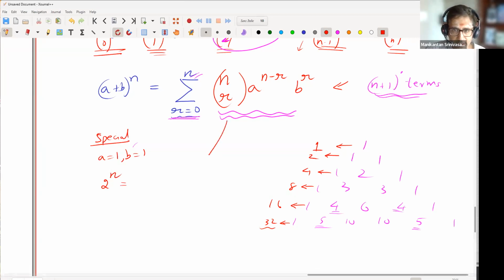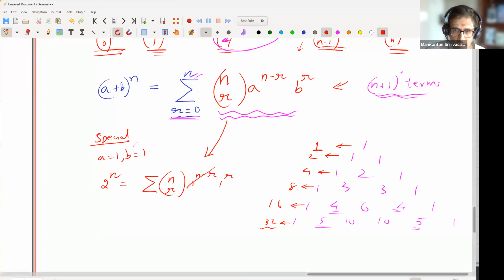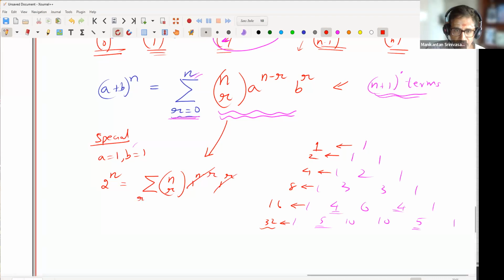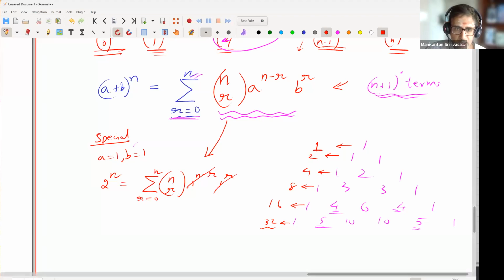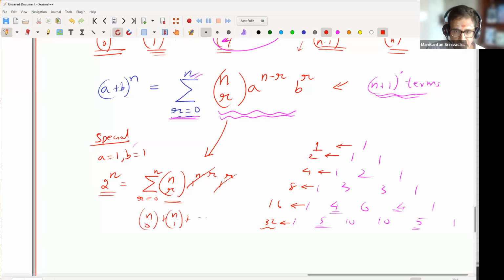And the right hand side becomes the sum where each term is just n choose r, 1 power n minus r, and 1 power r. So this is all 1, 1, 1. In other words, the sum of the binomial coefficients n choose r is 2 power n. So n choose 0 plus n choose 1 all the way till n choose n, which I add up, the sum is 2 power n.